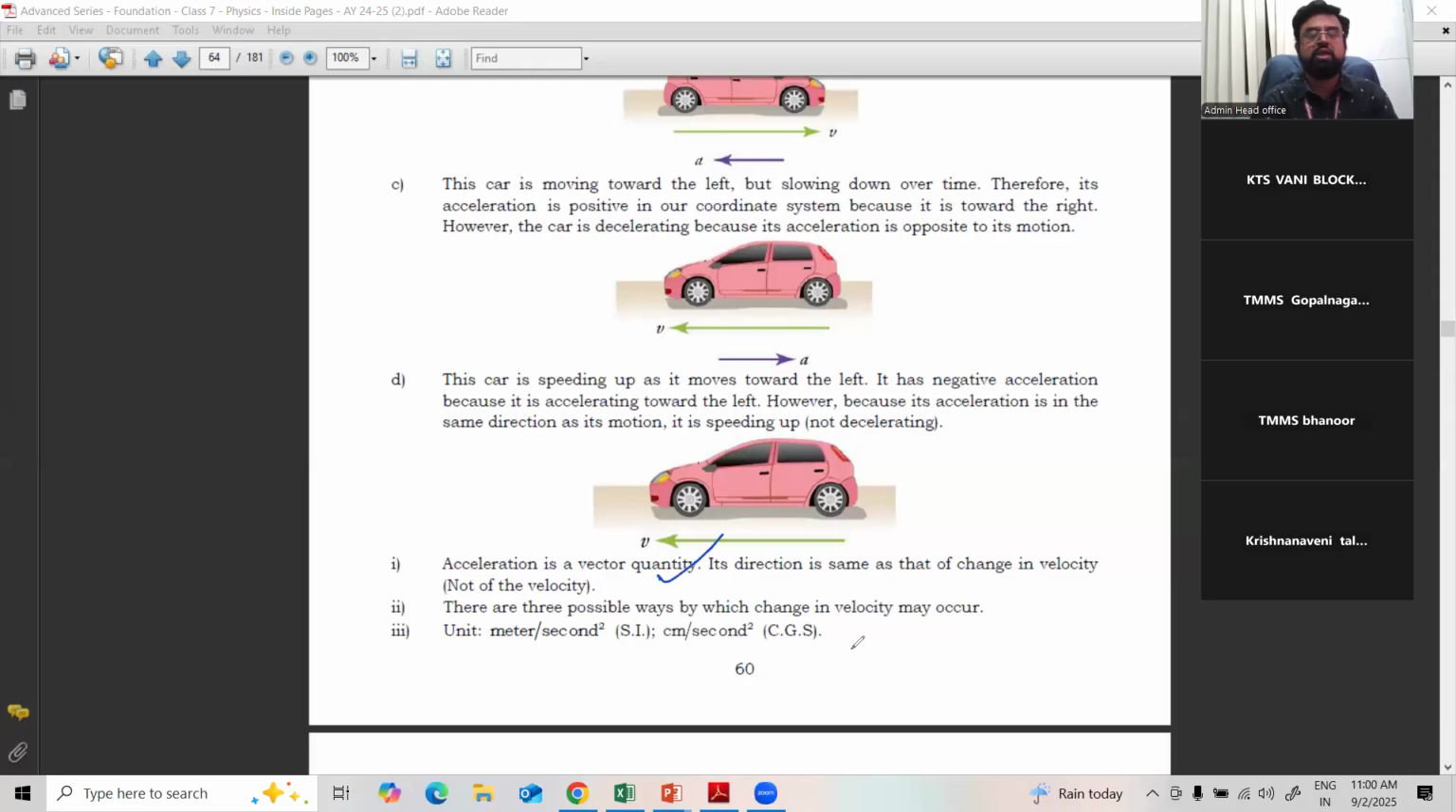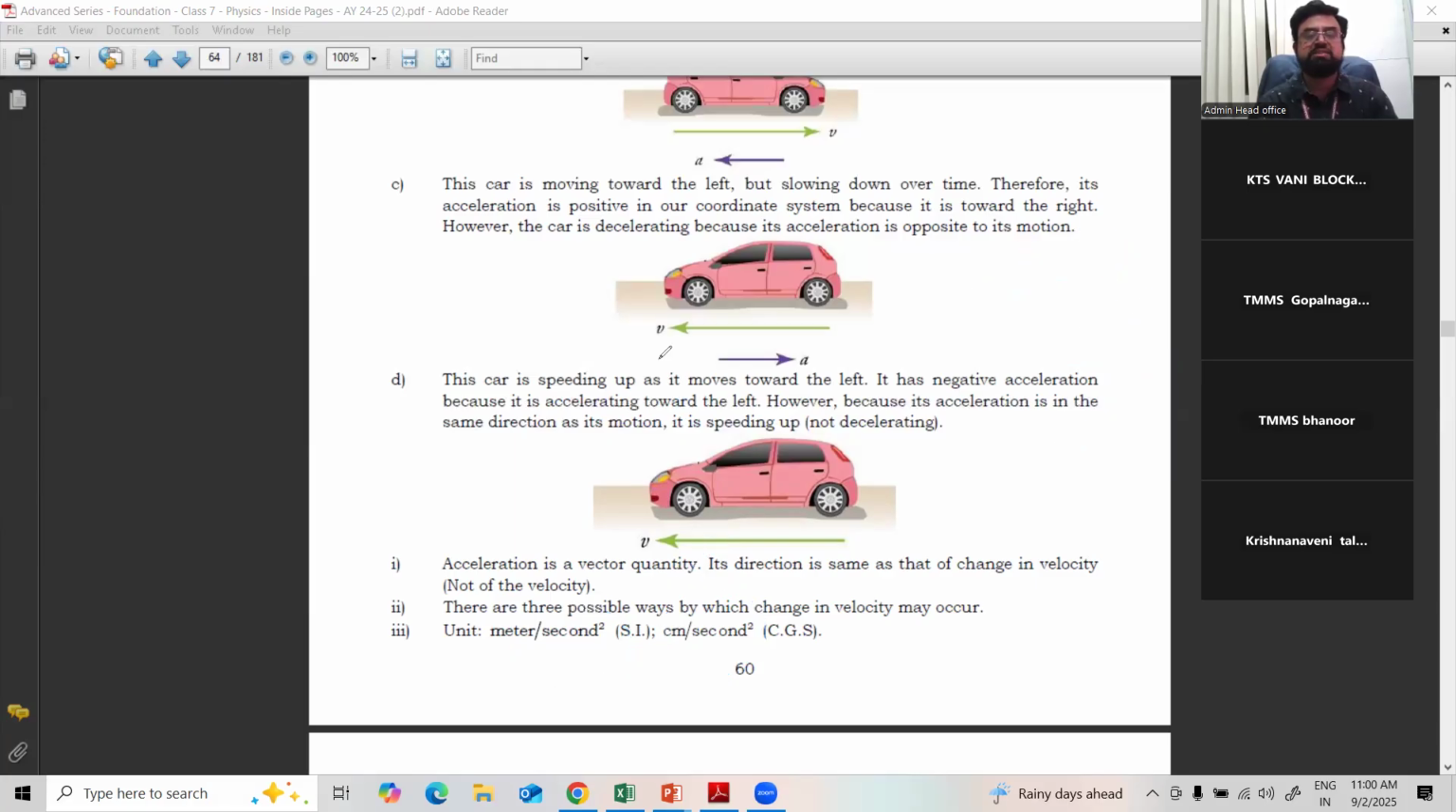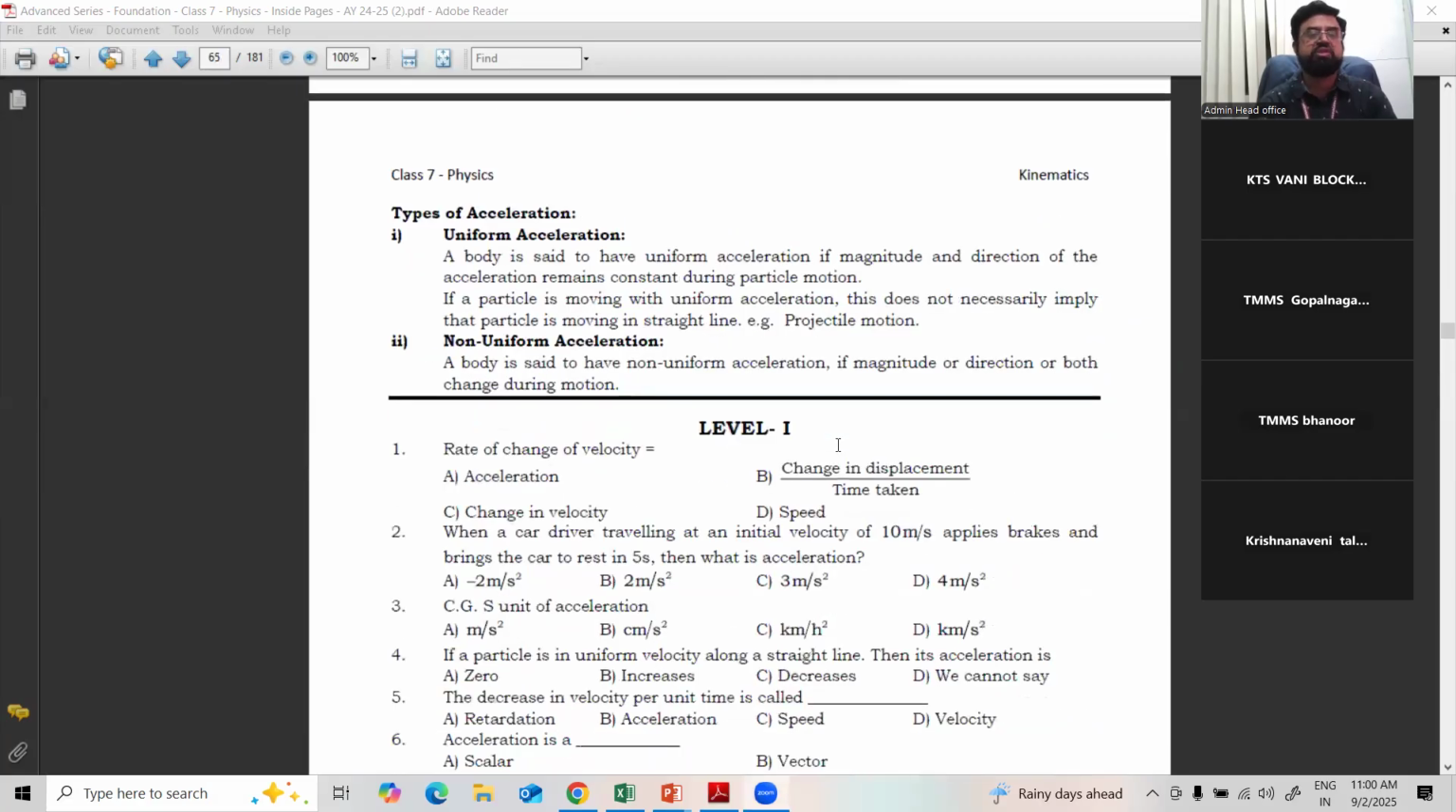So acceleration is a vector quantity. Its direction is the same as that of the change in velocity. Therefore, there are three possible ways by which a velocity change may occur. Units are meter per second squared or centimeter per second squared, because it is change in velocity by time. Velocity is given in meter per second, and time again in seconds. So you get meter per second squared or centimeter per second squared as the unit for acceleration. Acceleration is of two types: one is positive acceleration, the other is negative acceleration. Positive acceleration is nothing but increasing of velocity with time.